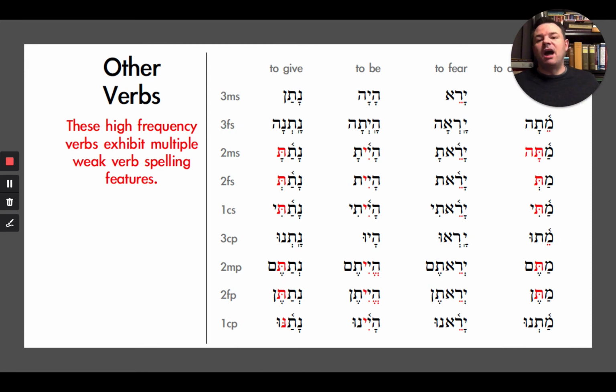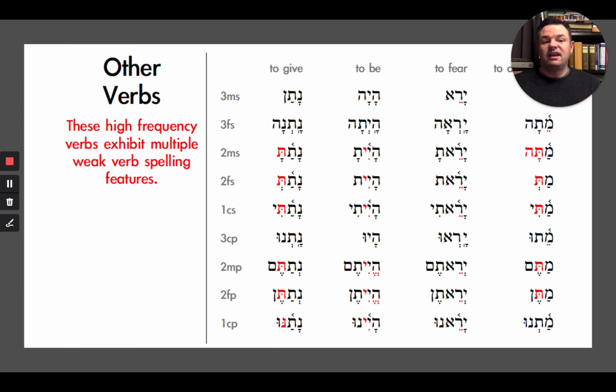So some other high frequency verbs are the verbs nathan. So you've got the third noon there. You're going to have that noon drop off, which we've already seen with the min that'll attach itself, the min that's going to attach itself to the beginning of words with the min preposition. And haya, to be, as I already mentioned, this is one of the most common verbs, haya.